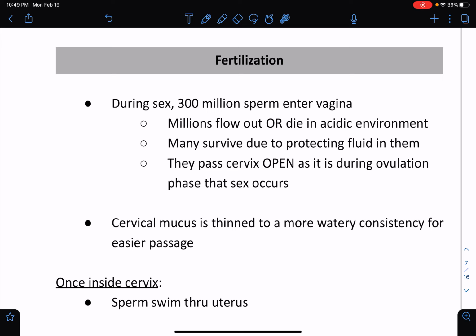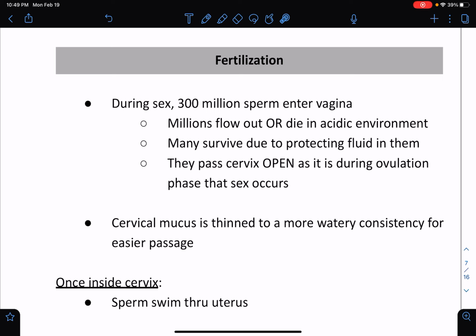Anyways, so in fertilization, during sexual intercourse, approximately 300 million sperm enter the vagina. Millions flow out or die in the acidic environment. Again, to give you an idea of what sperm is, it's alkaline in nature. And in an acidic environment, although yes, the seminal vesicles are capable of secreting a fluid that keeps them protected as much as possible.